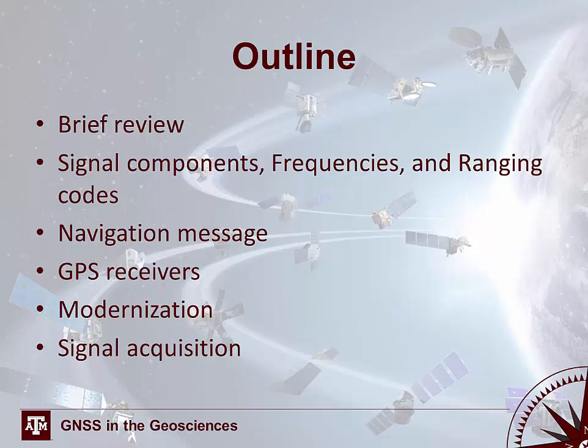So the outline of this lecture is going to be, first I'm going to provide a brief review of what we covered last lecture in terms of determining your position relative to a series or constellation of satellites. From there, we're going to go into a little bit more detail about the signal components, how the signals are structured, modulated, what the frequencies are at a very basic level. And then in addition, how do you determine your location using those signals? And that's going to involve ranging codes and a navigation message.